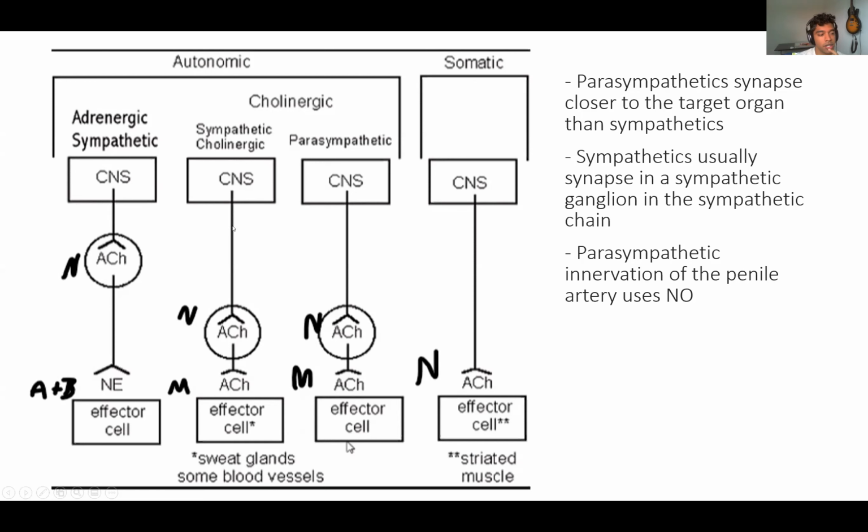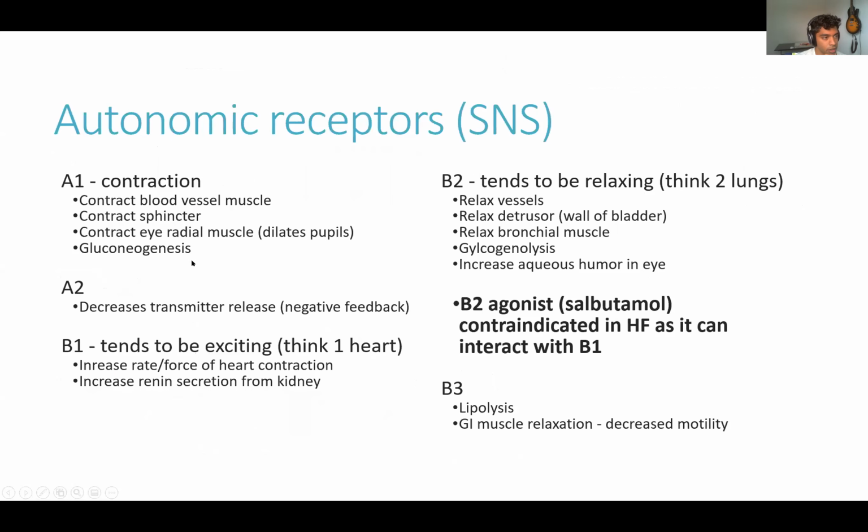Sympathetic cholinergic is a bit of a weird one because it's still the sympathetic nervous system, but it releases acetylcholine when it should be releasing norepinephrine or noradrenaline. And that's innervation of sweat glands and some blood vessels. And then with your adrenergic sympathetics, you get a nicotinic receptor, and then you get alpha or beta receptors receiving noradrenaline.